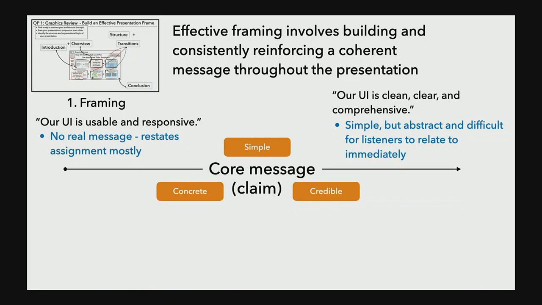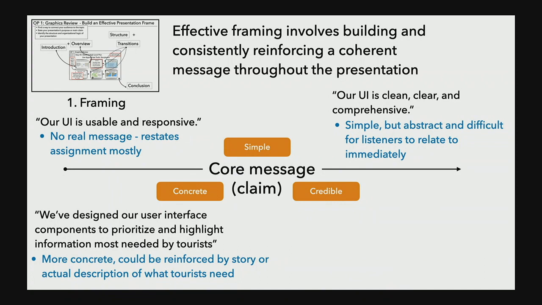As we develop a little bit more focus and clarity and stickiness in our core messages, we saw that they were grouped around 2 sets of things, right? Either a group of potential users, okay, or a design principle. And so a user might look something like this. We've designed our user interface components to prioritize and highlight information that's most needed by tourists, right? This is a little bit more concrete of a statement, easier to understand and connect to, but it could be reinforced a little bit more by potentially a story or an actual description of what these tourists would actually need in this particular situation, okay?